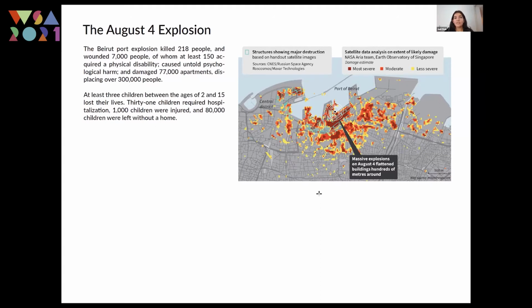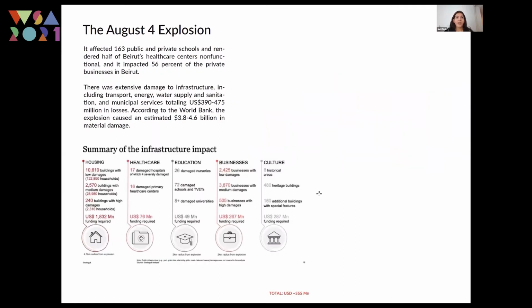At least three children between the ages of 2 and 15 lost their lives. 31 children required hospitalization, 1,000 were injured, and 80,000 children were left without a home. The explosion affected also 163 public and private schools and rendered half of Beirut's healthcare centers non-functional, a reminder that this was amidst the COVID pandemic, and it impacted 56% of private businesses in Beirut, among them startups and young businesses and SMEs.